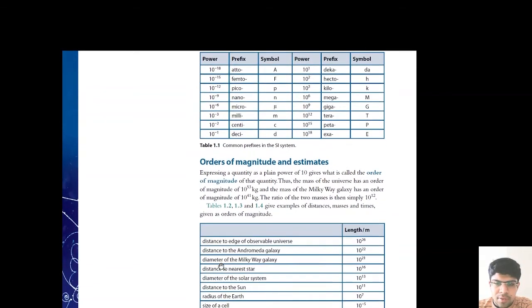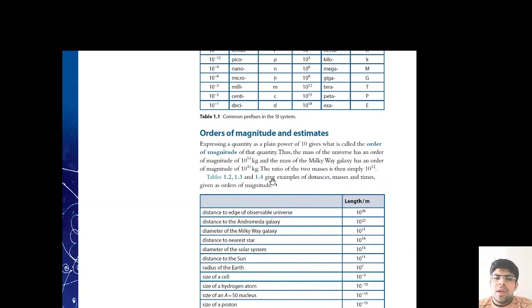And here comes our next table. It gives examples of distances, masses, and times, given as orders of magnitude. Distance to the edge of the observable universe, which is length, is measured in meters: 10 raised to power 26 meter, and distance to the Andromeda galaxy is 10 raised to power 22. Diameter of the Milky Way galaxy is 10 raised to power 21, and distance to the nearest star is 10 raised to power 16, and diameter of the solar system is 10 raised to power 13. Distance to the sun is 10 raised to power 11. Radius of the earth is 10 raised to power 7.